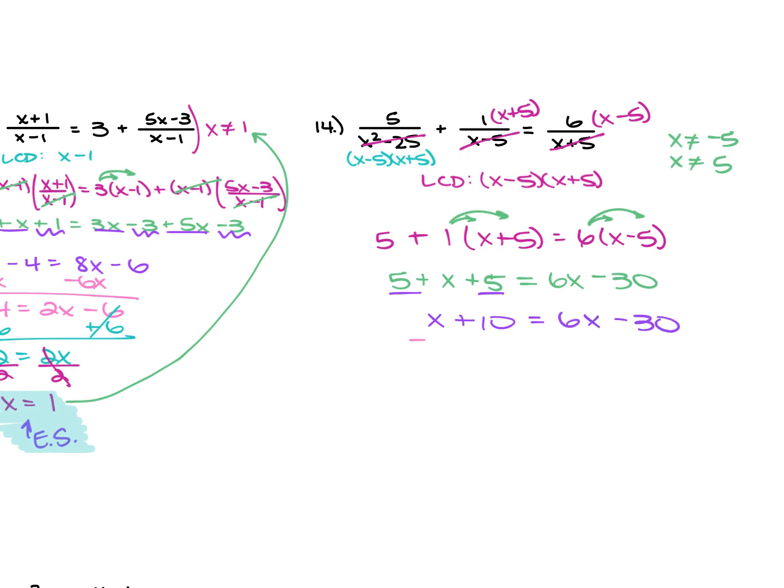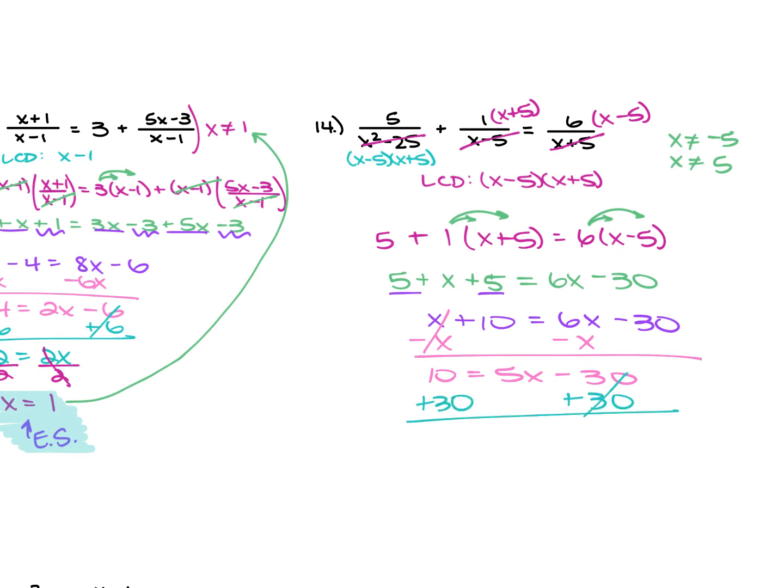You can move that x over by subtracting it from both sides. So that gives you 10 is equal to 5x minus 30. Then add the 30 over. You have 5x is equal to 40. Divide each side by the 5. And you have that x is equal to 8. That 8 is not an extraneous solution because when we set that x minus 5 not equal to 0 and that x plus 5 not equal to 0, we did not get an 8 for that.